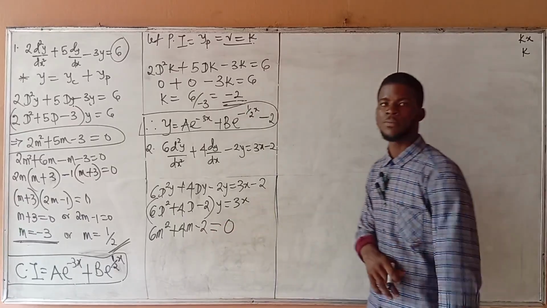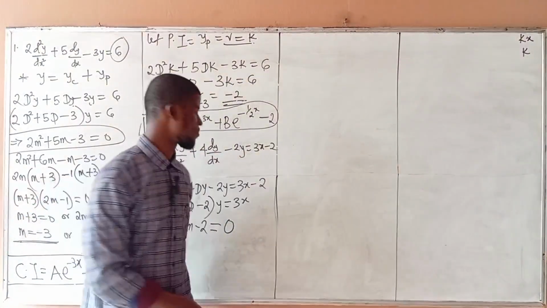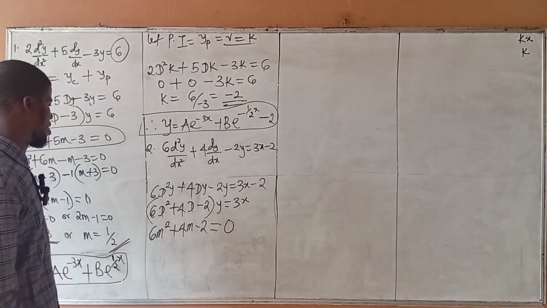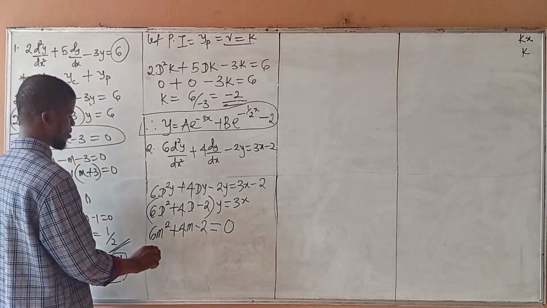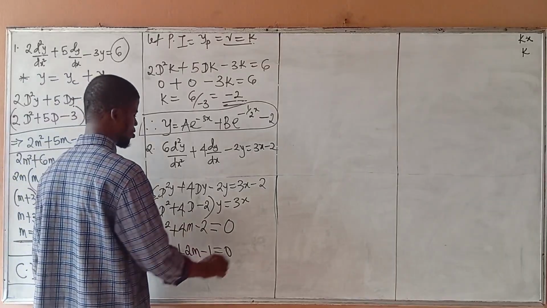Remember, the auxiliary equation is always set equal to 0. That's it. Then, let's solve this. As a matter of fact, I can cancel. 2 is common to these 3 terms. So if I divide, I'll be getting 3m squared plus 2m minus 1 equals 0.